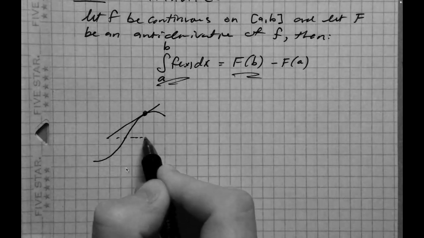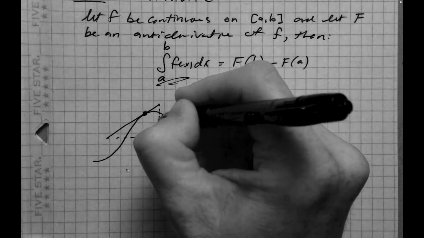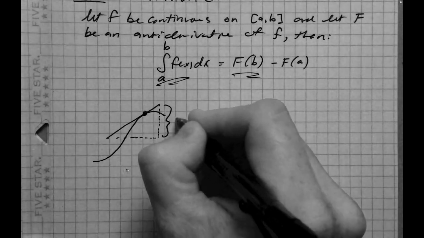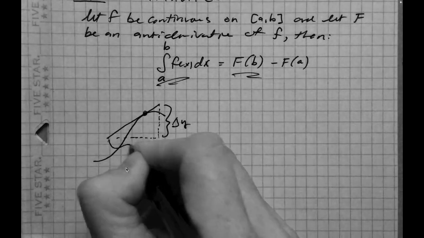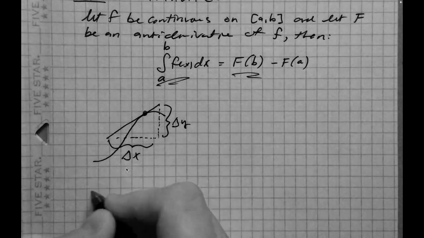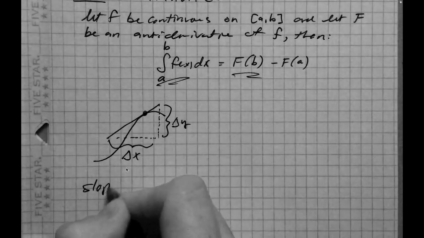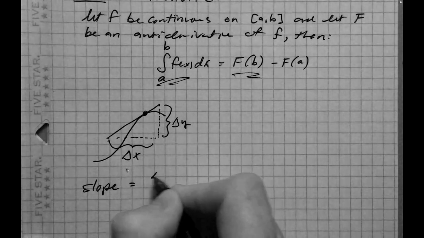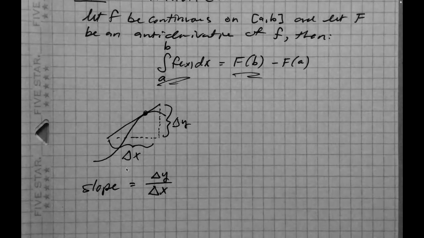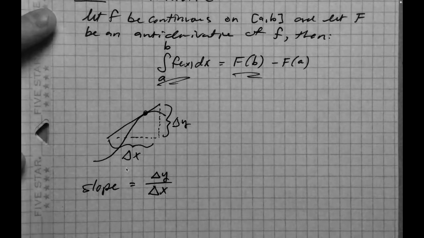And the slope of that line we talked about could be identified by identifying the change in y and the change in x, and the slope there is the ratio of the two, dy over dx, rise over run. So we've seen this before.